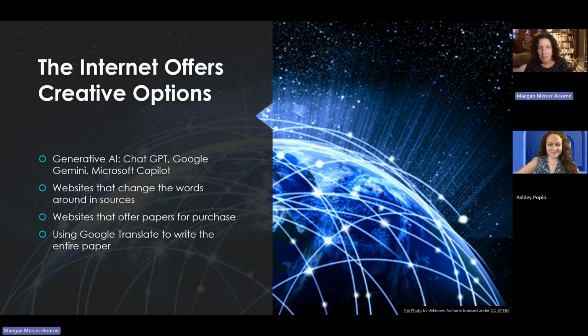Obviously, websites that offer papers for purchase or for someone to write your paper for you is not ethical. And it's also not okay to have Google Translate write an entire paper. I think this is something where, again, you should ask your instructor if you are someone who is not a native English speaker and you want to use Google Translate to help you write. You'll need to check with your instructor to see how much or how little of that is allowed. Because again, it's not going to present who you are as a student. If Google Translate is translating your entire paper, it's not really an accurate presentation of you.